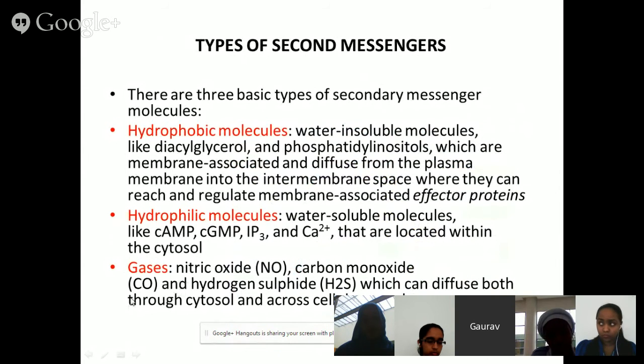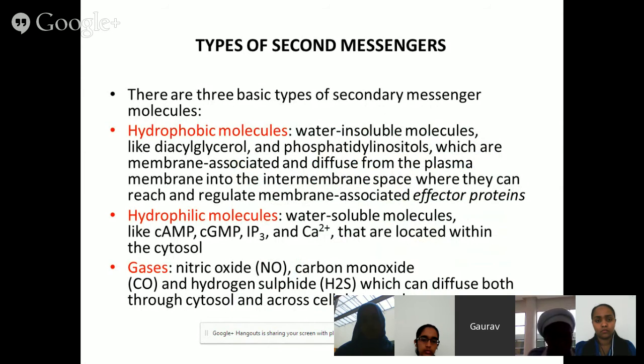Third is gaseous. In the gaseous type, nitric oxide, carbon monoxide, and hydrogen sulfide are the examples. They can diffuse in the cytosol, and they can also cross cell membranes. So there are three types of second messengers.